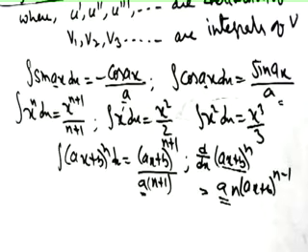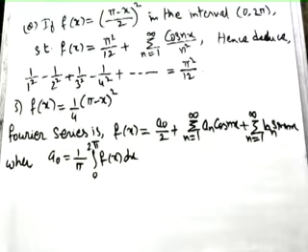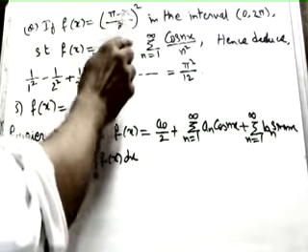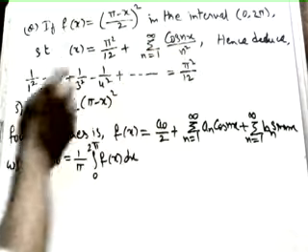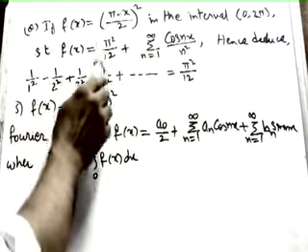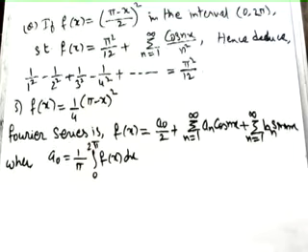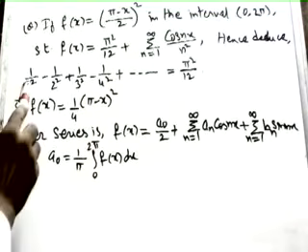So let me try one question based on this formula. Now see here, there is a question on the board. F of x equals pi minus x by 2 whole square in the interval. Then show that f of x equals pi square by 12 plus sigma n equals 1 to infinity cos nx by n square.